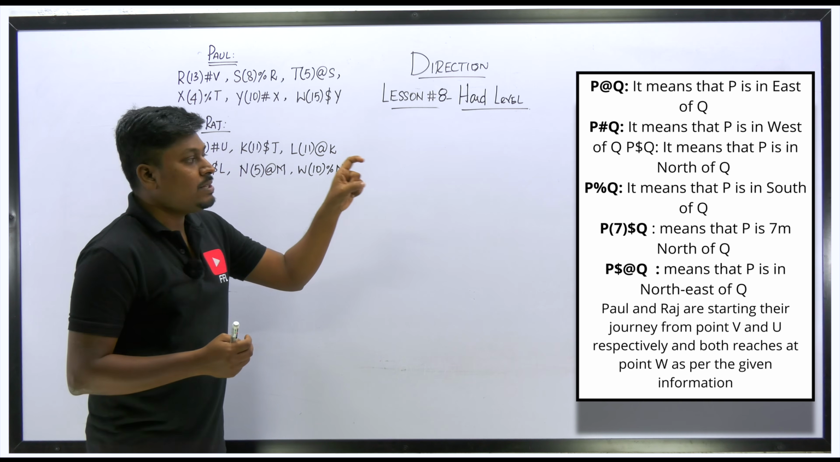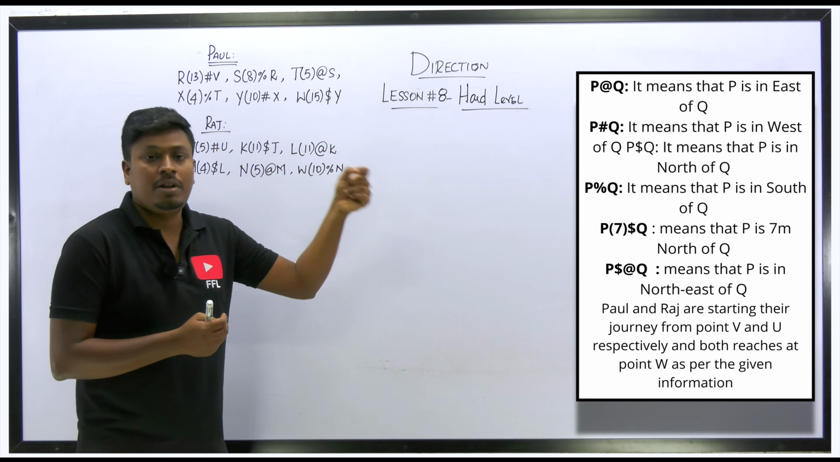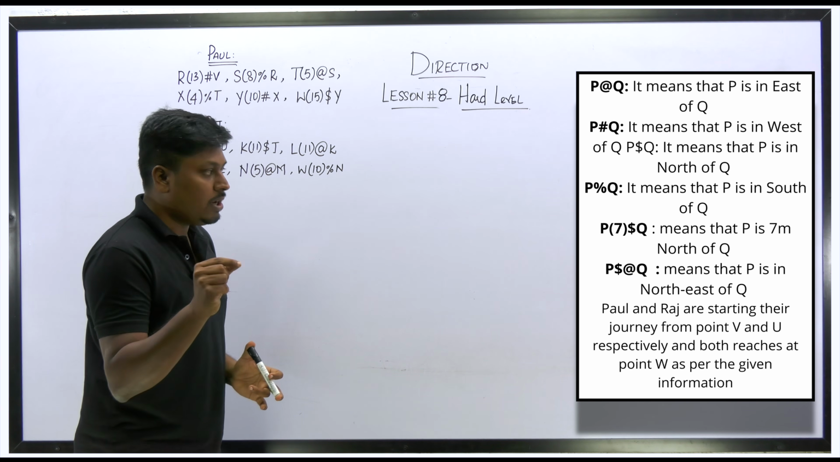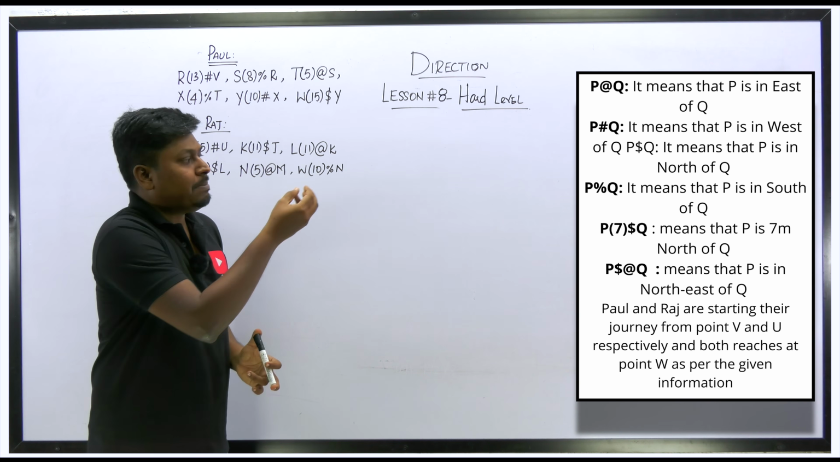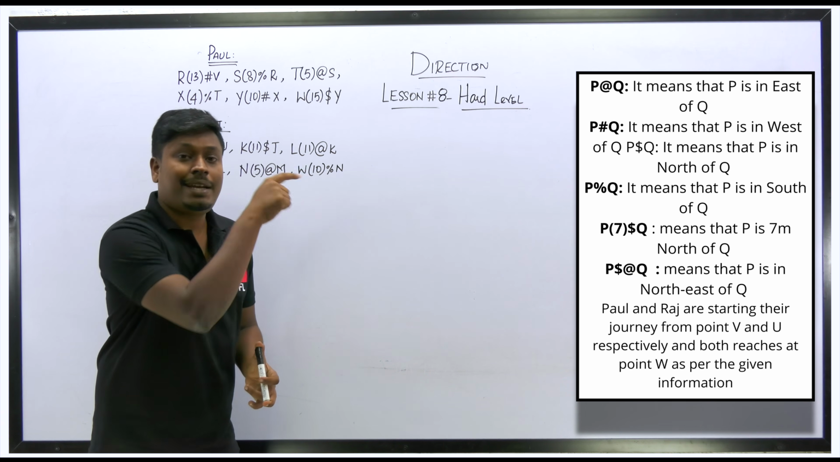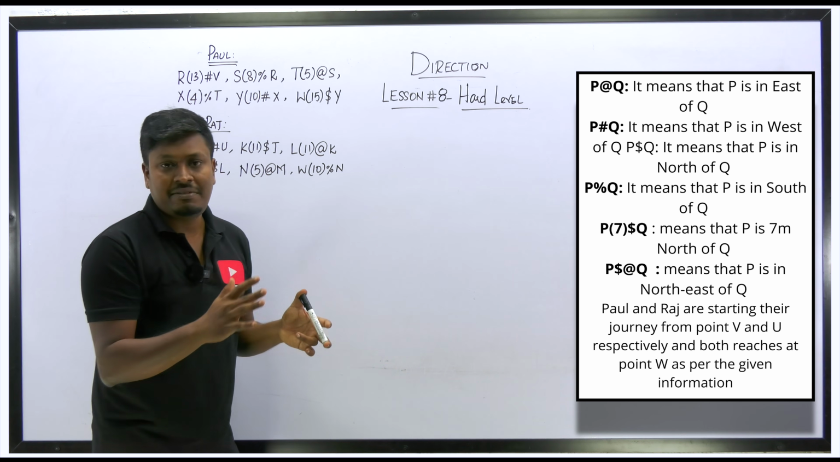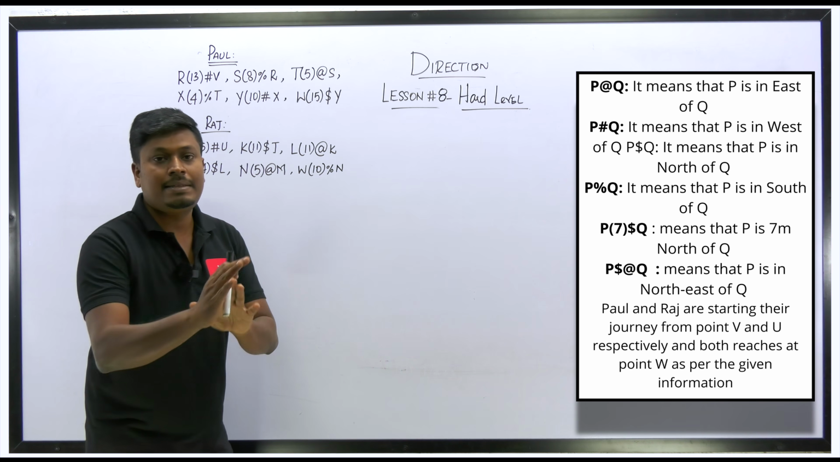So the first 3 points are model 1, and the fourth point alone is model number 2. But here you can see that P (7) $ Q means P is 7 meter to the north of Q. So the bracket value is 7, and the taken value is also 7. Yes or no? So they are not adding or increasing any values. Whatever value they have given in a bracket, we have to take that same value.